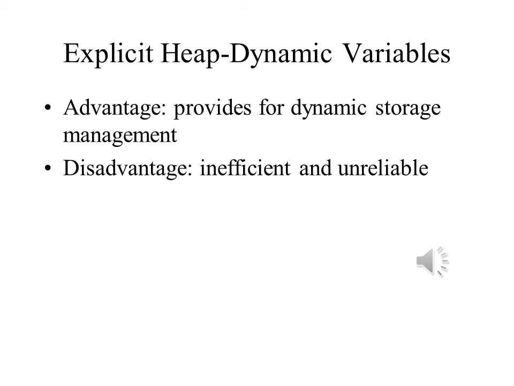Explicit heap dynamic variables do not really have names. They are stored in memory that has been allocated and deallocated explicitly by runtime instructions that the programmer wrote. The way in which we reference them is through the use of pointers or reference variables, which hold the addresses at which these values are stored.